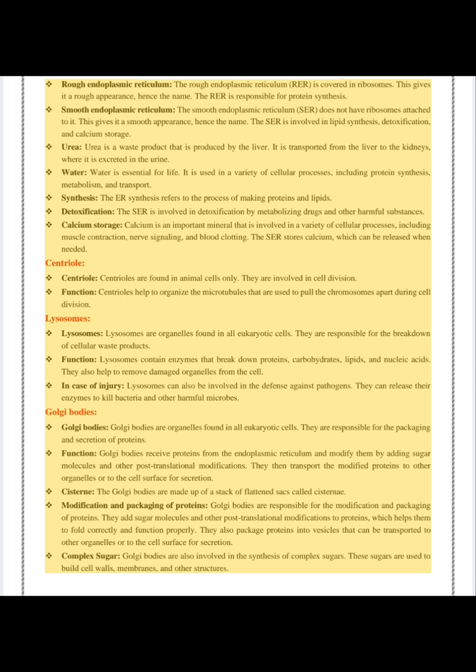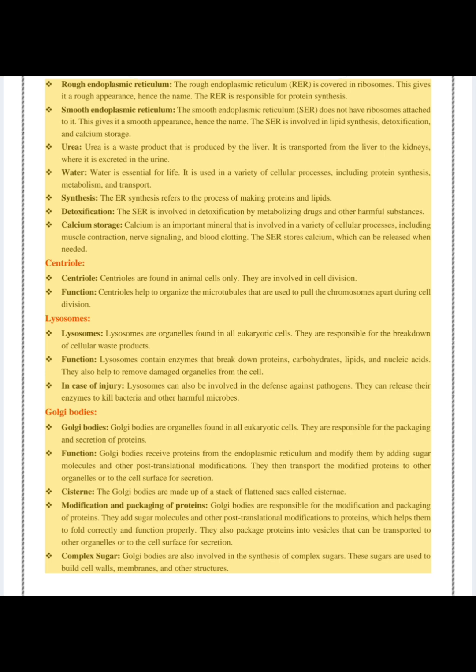Detoxification. The SER is involved in detoxification by metabolizing drugs and other harmful substances. Calcium storage. Calcium is an important mineral that is involved in a variety of cellular processes, including muscle contraction, nerve signaling, and blood clotting. The SER stores calcium, which can be released when needed.